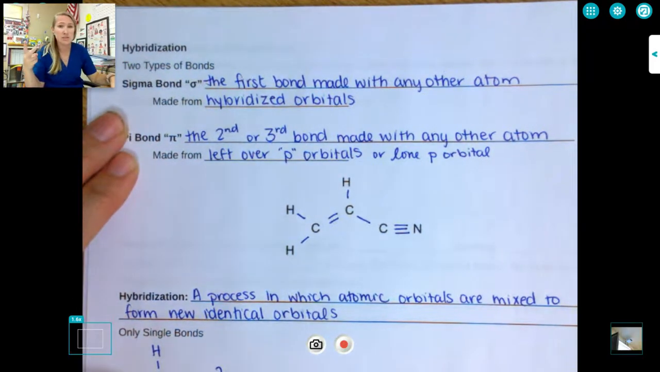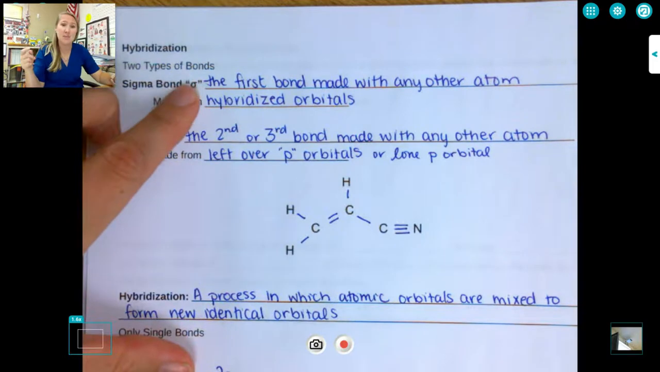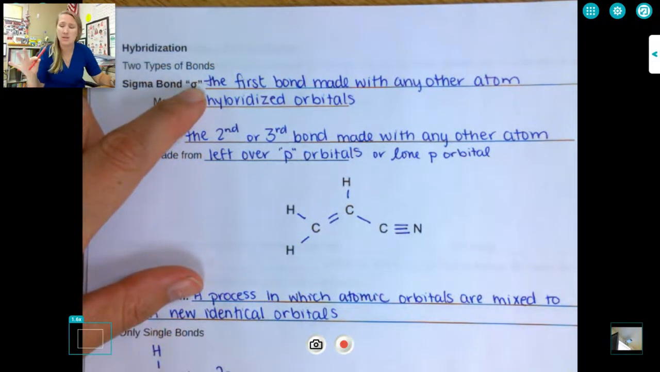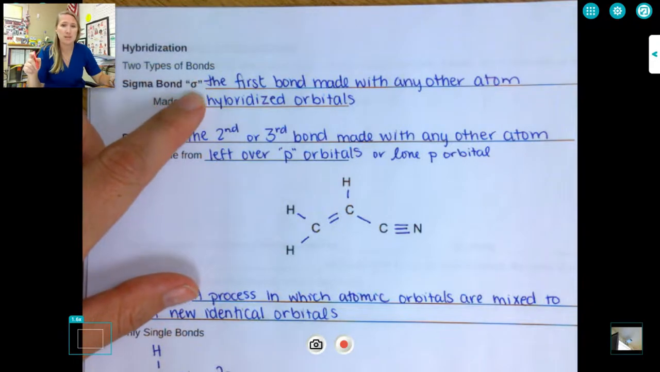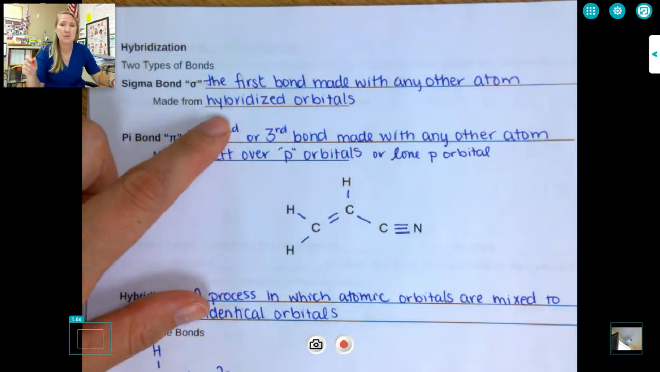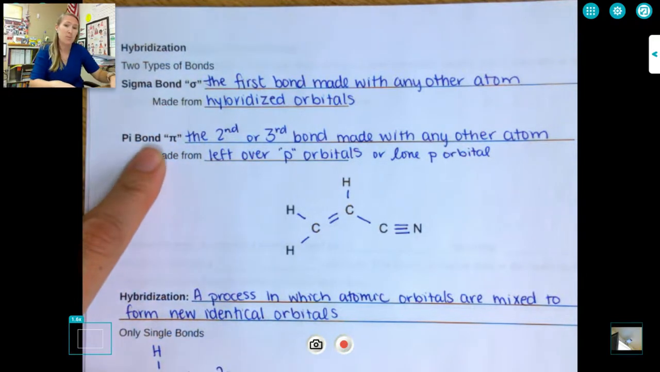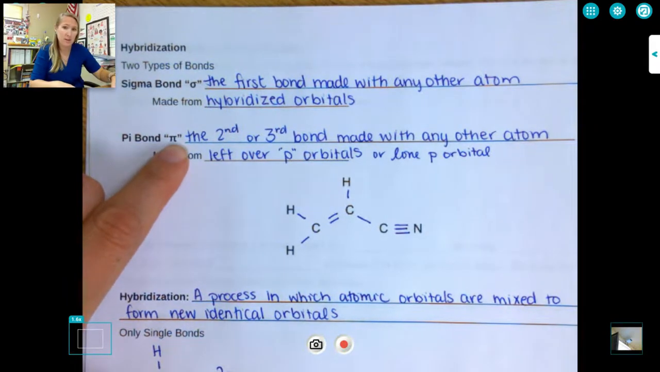So there are 2 types of bonds that we can have. We can have sigma bonds, this little sigma. This is the first bond that you can make with any other atom, and it is always a sigma bond. And a sigma bond is made from hybridized orbitals. That's where we have these overlapping orbitals. If I continue to make a bond between 2 atoms, that's when I get double and triple bonds. And those are made from what's called a pi bond, little pi here.